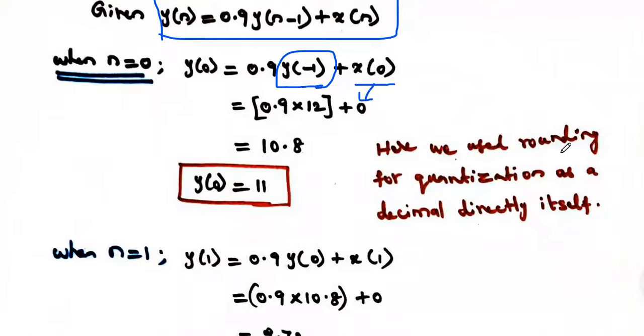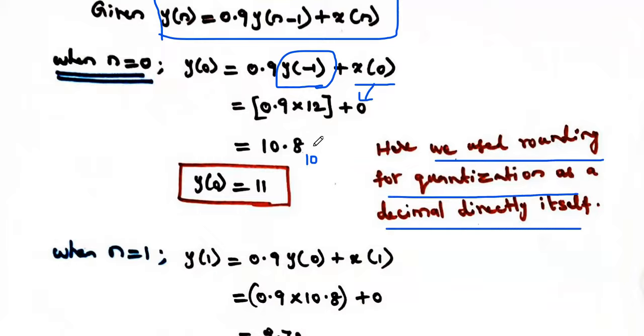So we are going to do the rounding process directly on the decimal number. The decimal number 10.8, if we perform rounding, can be approximated to 11, since the fraction 0.8 is greater than 0.5. So after rounding, 10.8 becomes 11. Here we used rounding for quantization directly in decimal. So the y of 0 answer is 11.